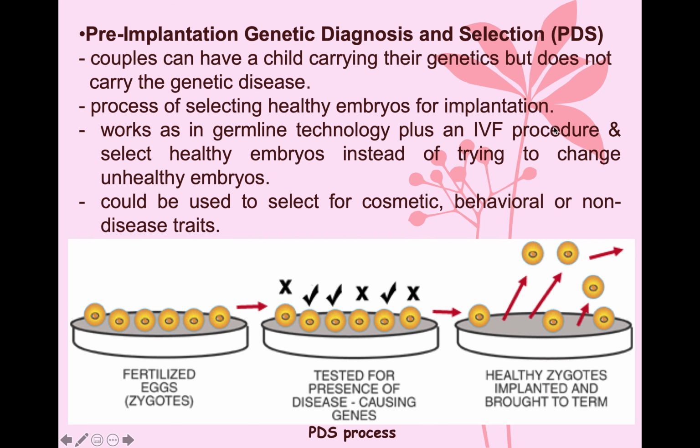So it could be used to select not just for healthy babies, but for cosmetic, behavior, and also non-disease traits as well. So this is how they do it in the lab. They test the good zygote first, and then what will happen to the ones that are not chosen? Usually they will just be destroyed. So this is GE, natural selection, but a bit unnatural.